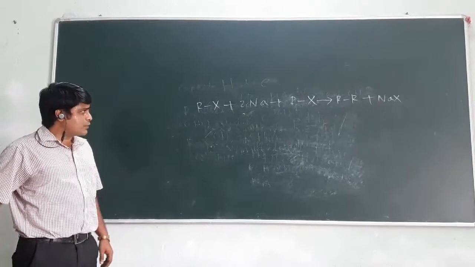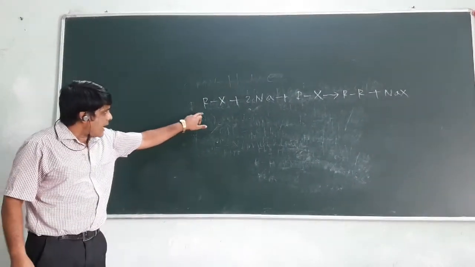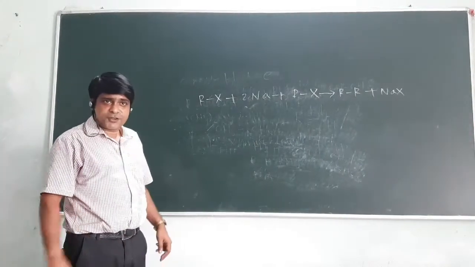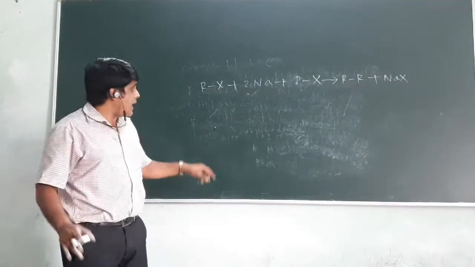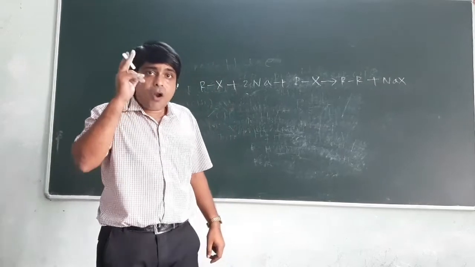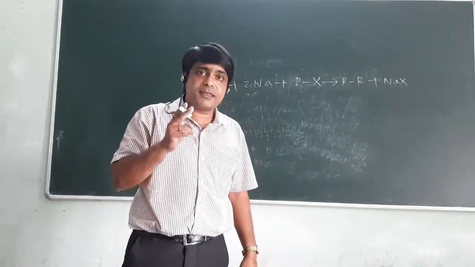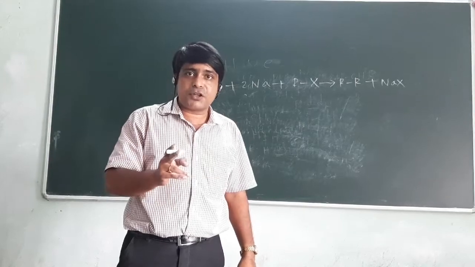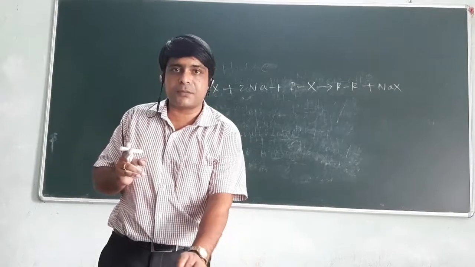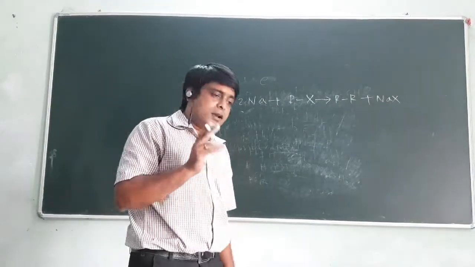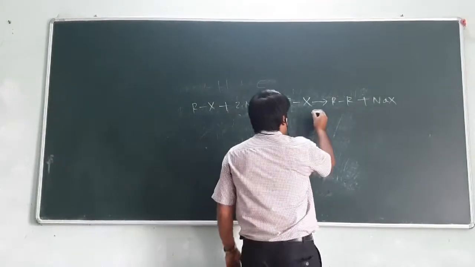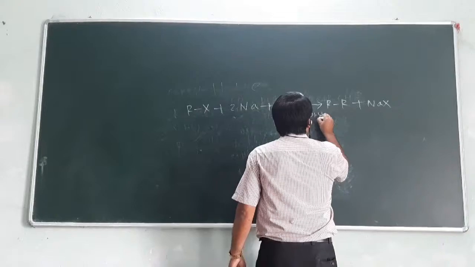You can ask me one question here. Are these two groups maybe different or not? No. These two must be the same, and due to that reason this process can only be used for the preparation of symmetrical alkane, not for any unsymmetrical alkane. This method cannot be used for preparing any unsymmetrical alkane, only symmetrical alkane. And this procedure also happens in the medium of dry ether.